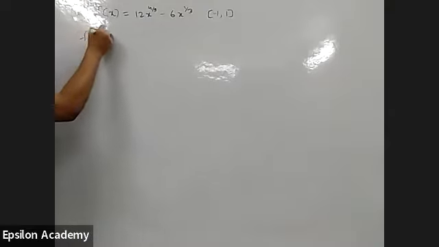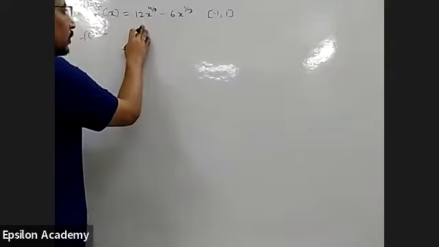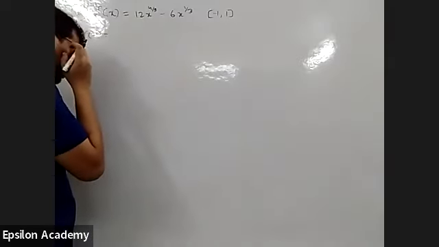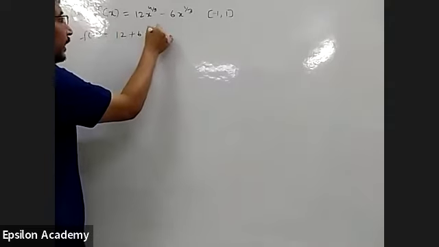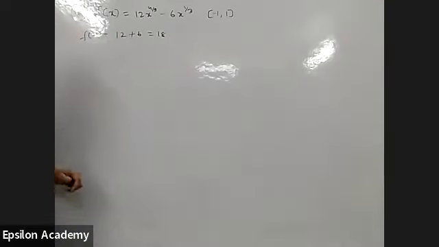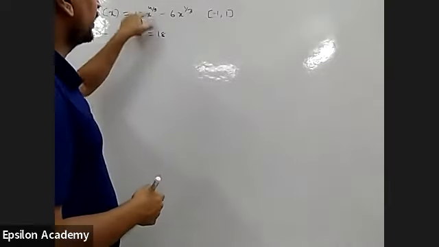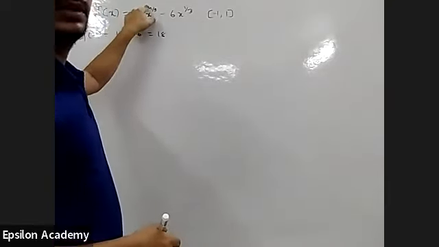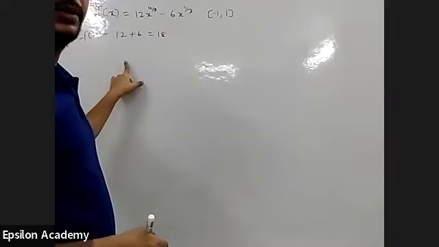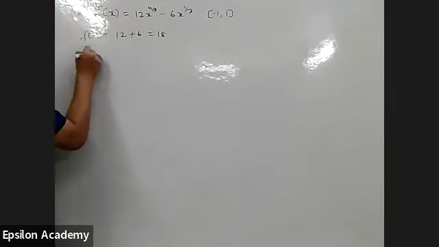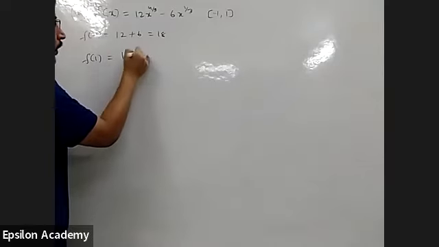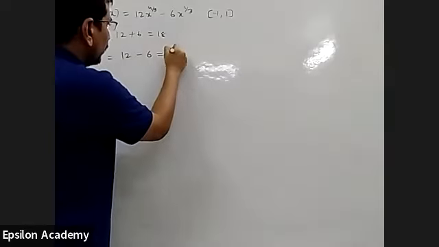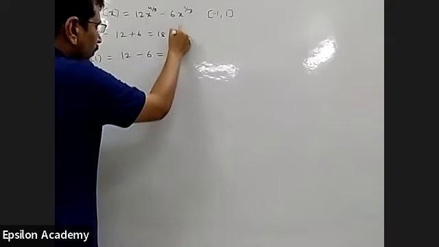So f of minus 1 first itself, I find what is the answer? 12 plus 6, 18. You understood how I wrote? Because minus 1 is there, right? Minus 1 power 4 will become positive, power anything can be there because it is 1. So similarly, f of 1 is obviously 12 minus 6, which is going to be 6.